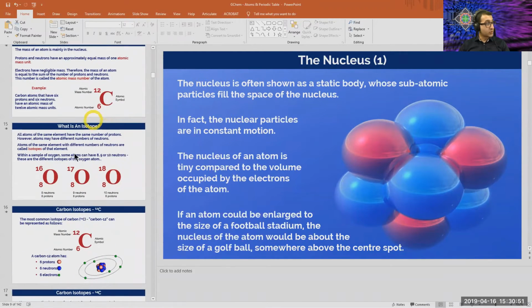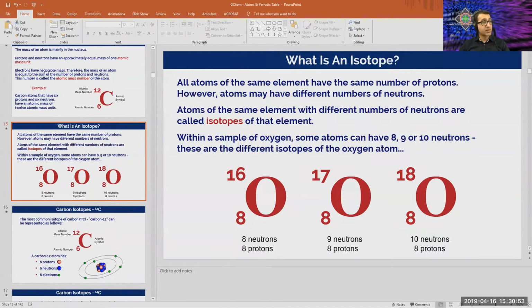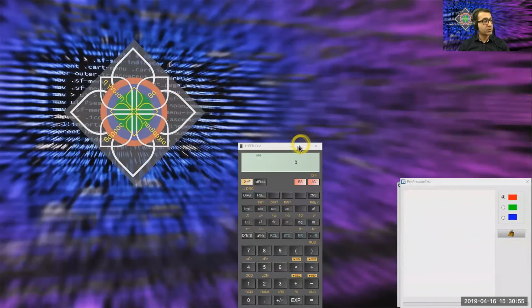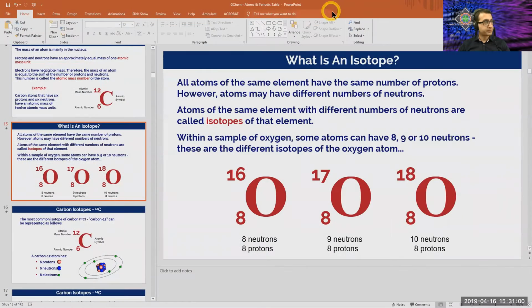But before we go on to the break here, let's talk about what we mean by the term isotope, because this is a very important definition here. So let me just go back and bring this over here.